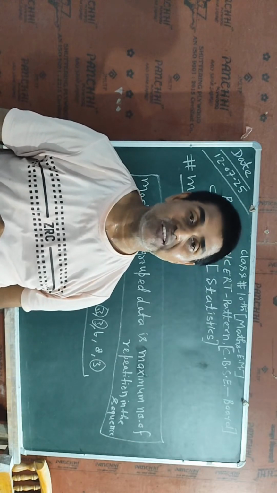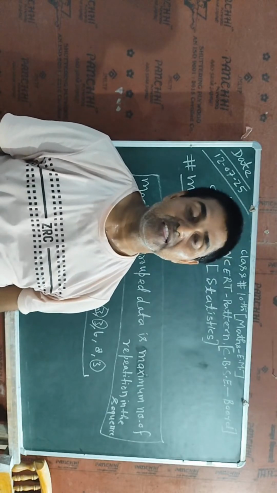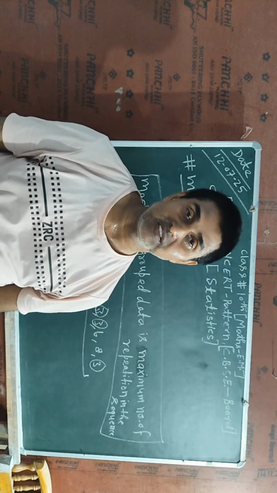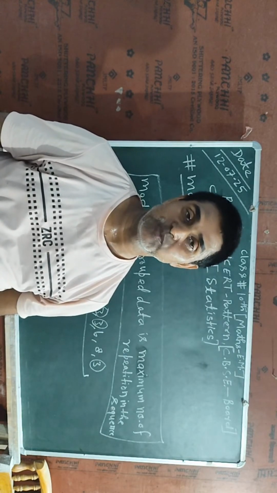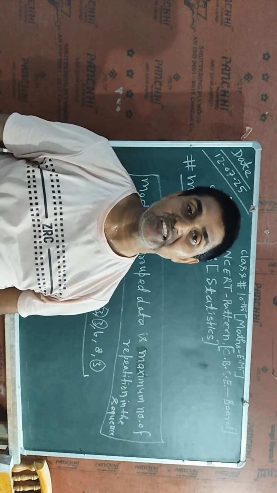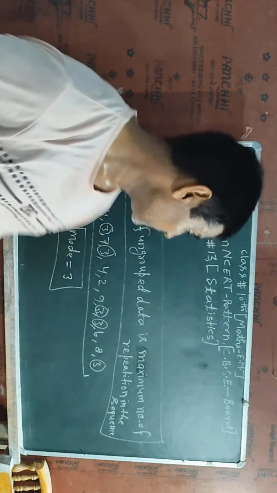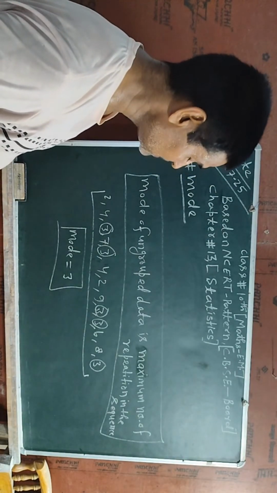Now if I take the ratio, second term divided by first term, and the common ratio will be the same, then I will say that the sequence exists in the geometric progression. Okay. Now I have already explained arithmetic and geometric progression.